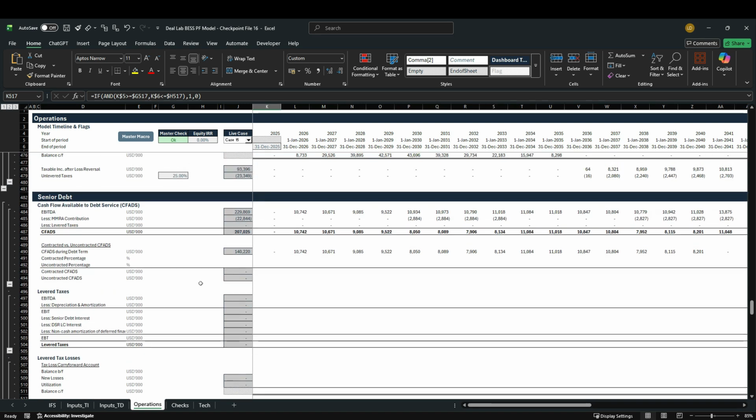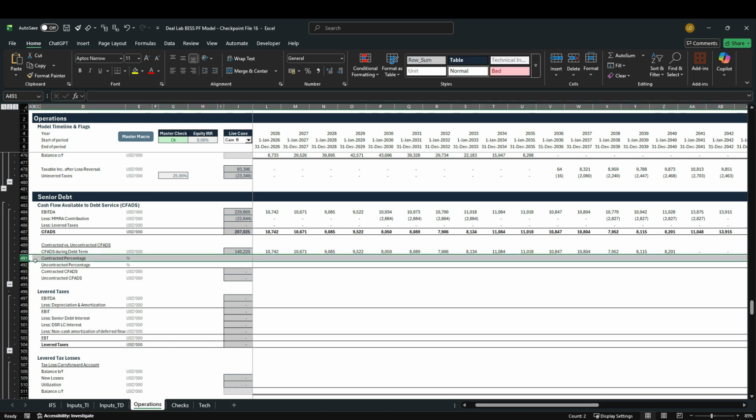Scroll back up, and now you can see that our CFADS during our debt term are now kicking in for 15 years only. Great. And now what we'll have to do is determine a contracted and uncontracted percentage.